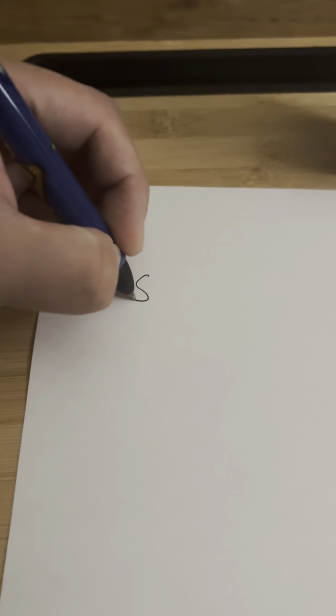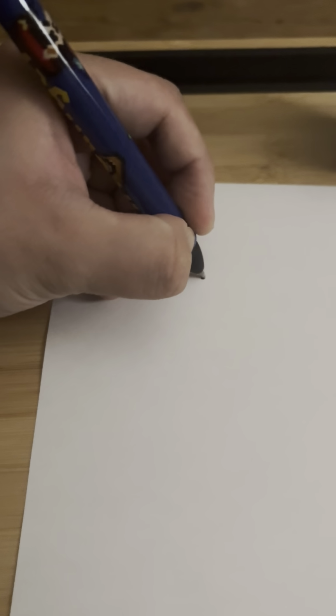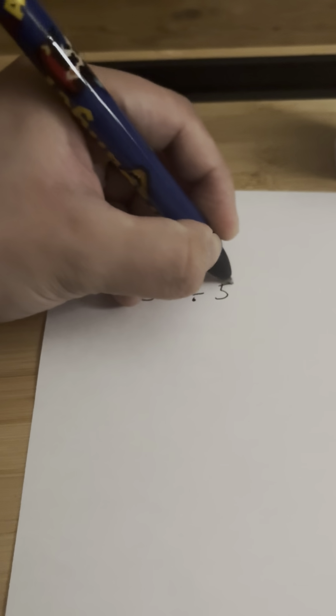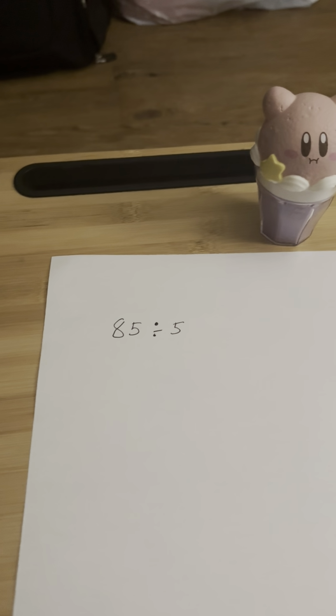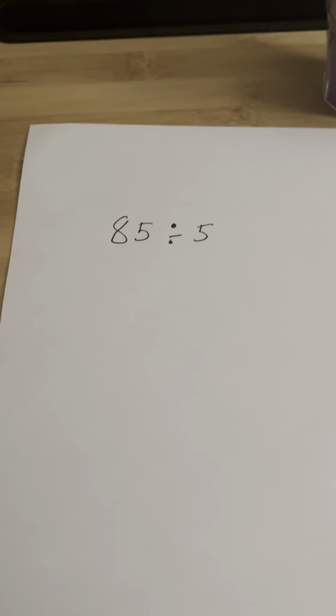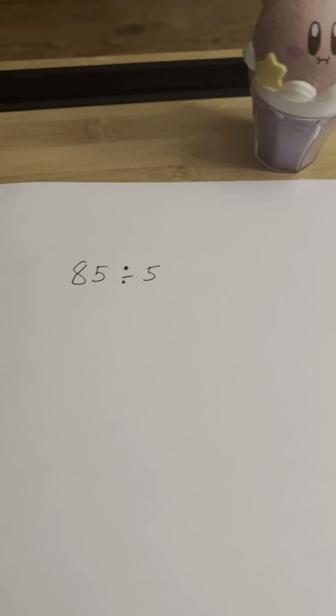So for instance, if we have 85 divided by 5, I'm going to show you the long way, and I'll show you the faster way. The long way is, you already did this yesterday, as of me recording this video. It's the base 10 method.